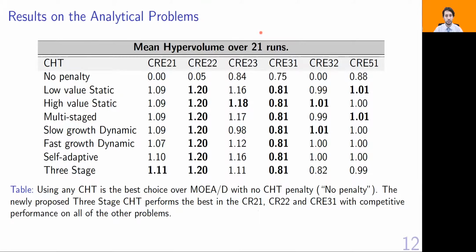So these are the results of the analytical problems. We highlight that this is the mean hypervolume of 21 runs. We have results of MOED with no penalty, and with each different CHT we talked about before. So as you can see, the first main result is that not using CHT is not good for the performance of MOED, and that using any CHT, as long as you use one for these problems, it's good.